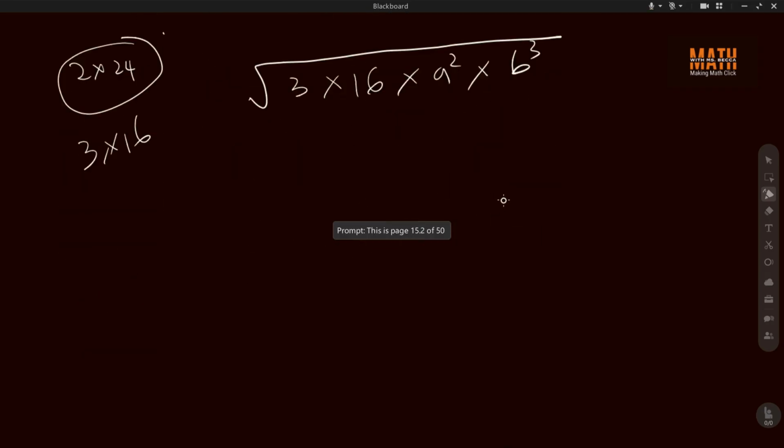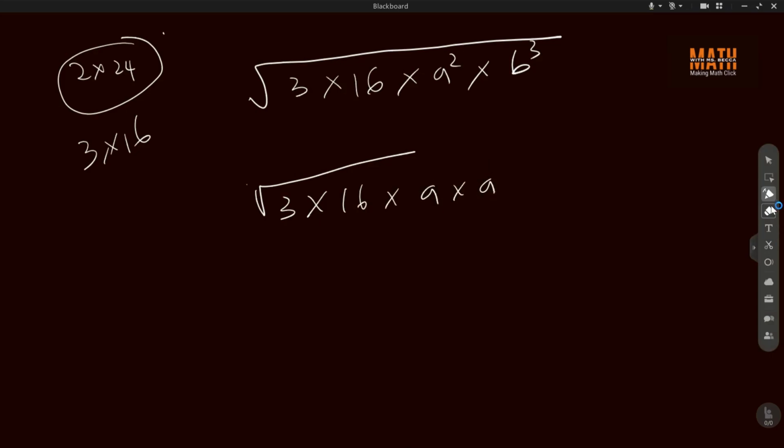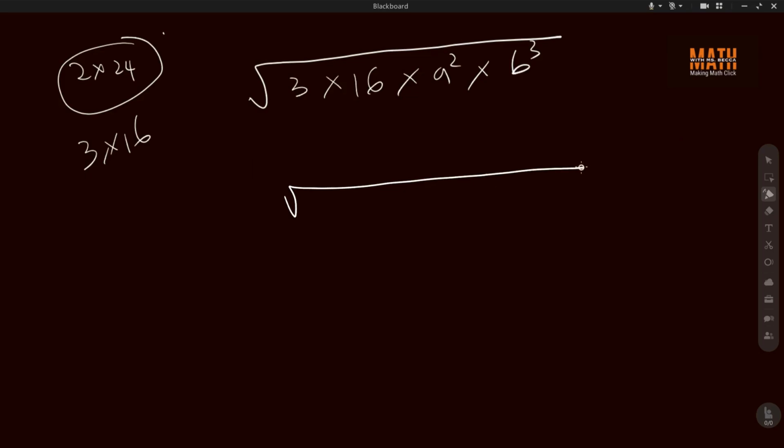So this will give the square root of 3 times 16, then times a squared, then times b cube. Now let's write them out one after the other. This will give the square root of 3 times 16 times a times a. Okay, let's simplify 16 also. 16 can be written as 4 times 4, right? Yes, so now we have the square root of 3 times 4 times 4, then times a times a, then times b. We have 3 b's.